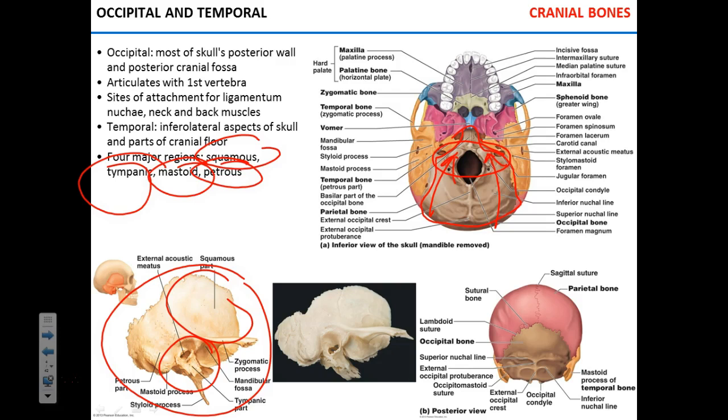Two parietal bones are separated by the sagittal suture. Occipital and parietal bones are separated by lambdoid. That's the Greek letter lambda. Okay? And temporal and parietal are separated by the squamous suture. Good?